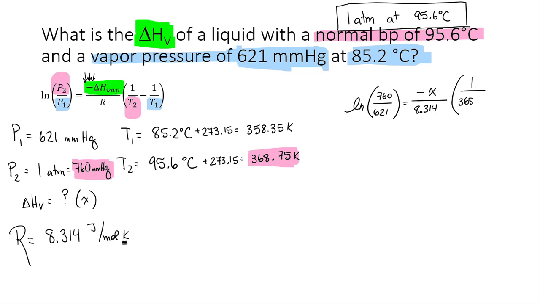So 368.75 minus, I have 621 on the bottom, so I want 1 over 358.35. Sorry, I'm running out of room. Okay, so one thing, again, if you guys get to this point, you are more than halfway there, okay?